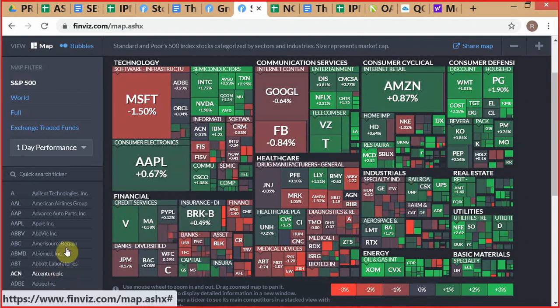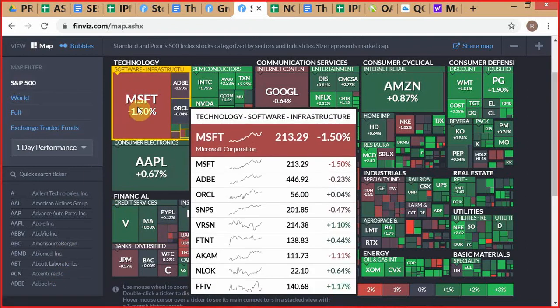You see this Microsoft. This price of Microsoft, 213. What is this 213? What does this mean? One common stock of Microsoft is worth 213 what? Indian rupees.